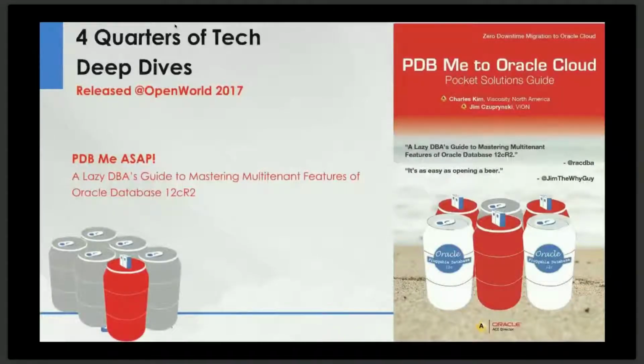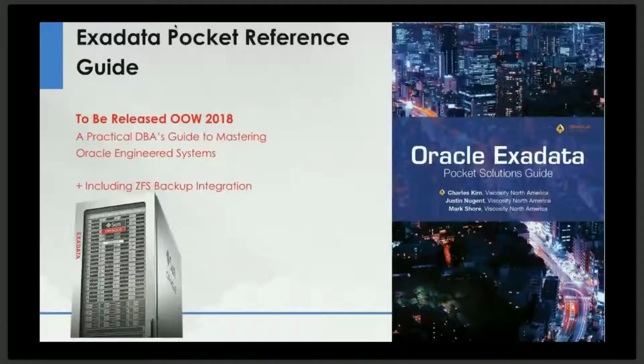I also wrote a book together with another Oracle ACE director, Mr. Jim Kubuzinski, on pluggable databases, specifically doing zero downtime migrations from on-premise to Oracle Cloud, and performing pluggable database migrations from one data center to the other, from one container to the other, because it really does change how we perform upgrades and how we do maintenance going forward.